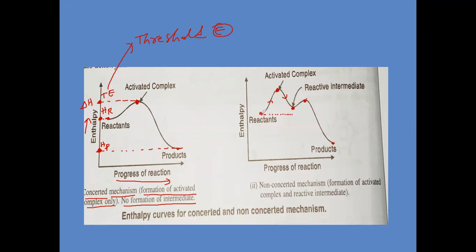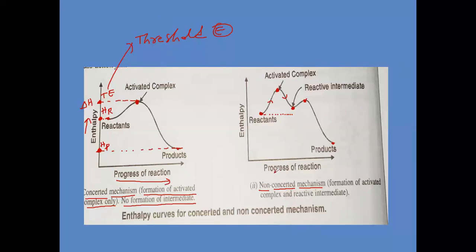These types of reactions are called non-concerted mechanism reactions, as opposed to concerted mechanism reactions. In the non-concerted, the reactants first change into an activated complex, the activated complex changes into a reaction intermediate, and the reactive intermediate finally changes into product. So these two types of organic mechanisms will be there. In some reactions only the activated complex forms; in some organic reactions both the activated complex and reaction intermediate are formed.